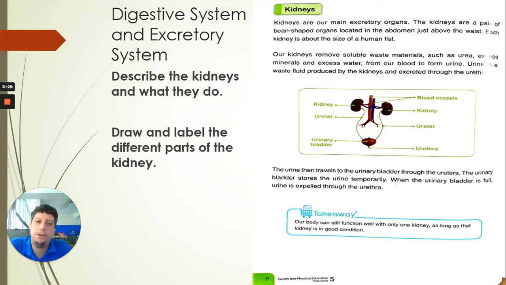The urine then travels to the urinary bladder through the ureters. The urinary bladder stores the urine temporarily. When the urinary bladder is full, urine is expelled through the urethra. So basically, our kidneys will break it down, turn it into urine. From there, the kidneys will then send the urine into your bladder. And your bladder stores it, waiting for it to fill up, and then when it's full, it needs to release it, okay? And then we go to the toilet.